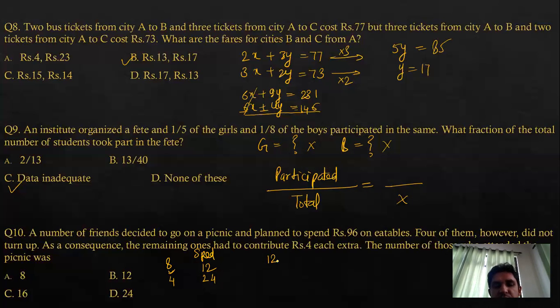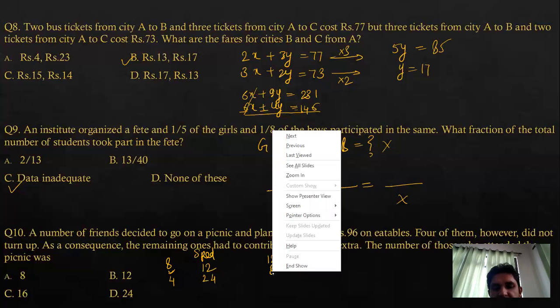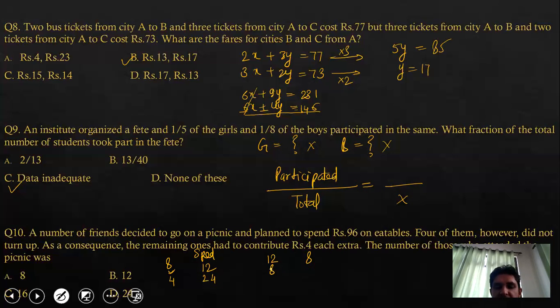If we say that the total number of friends who go for the picnic is 12, each one spends 96 divided by 12, that is 8. If 4 of them did not turn up, how many friends gave the money? 8 friends gave the money, right? And if we divide 96 by 8, this will be 12. So here the difference is 4, and that matches. That means the number of those who attended the picnic was 12.